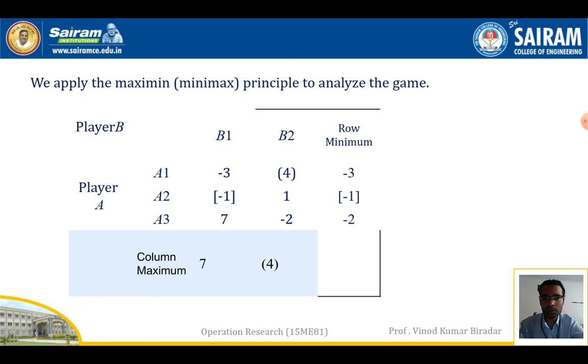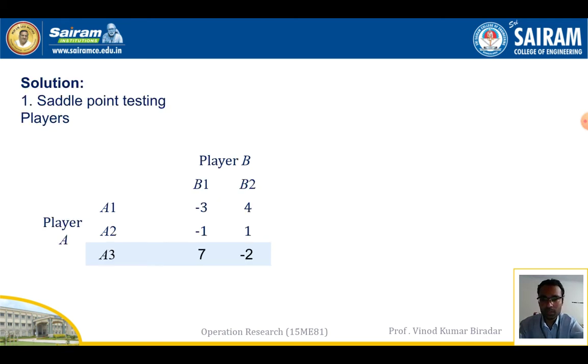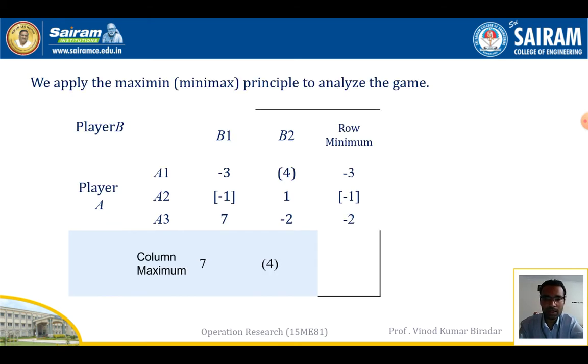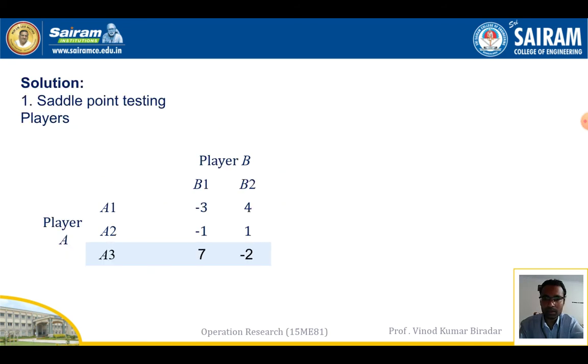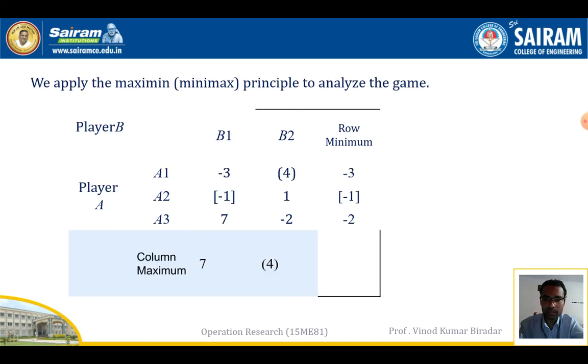From each row choose the minimum value. The first row minimum value is minus 3, the second row minimum value is minus 1, and the third is minus 2. All will have negative signs: minus 3, minus 1, minus 2. Next, the column maximums are 7 and 4. Again, choose the highest among the row minimums, that is minus 1, and the least of the column maximums, which is 4. Also check the respective column: minus 1 belongs to b1, but the column maximum 4 belongs to b2, so such a problem does not have any saddle point.